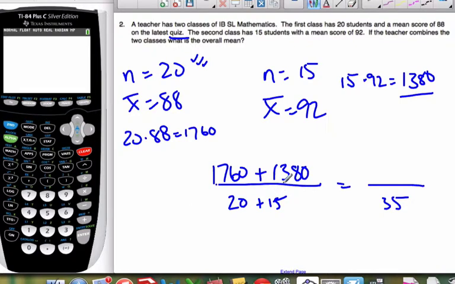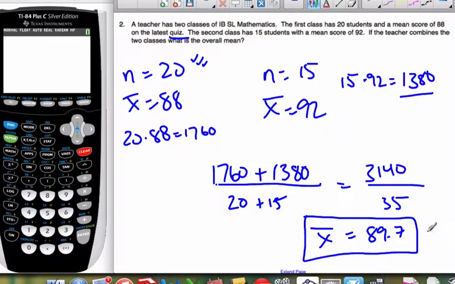And so if I add them together, I end up with 3,140 divided by 35. And when I do that, I have 89.7. The average in both classes is 89.7, and that's to three significant figures. So I get this 1760 and the 1380 by multiplying n times the average, because that tells you the total points from this class. 20 times 88 is the total points from this class. Add them up, and this is the total points combined, divided by the total number of students, and I get 89.7.